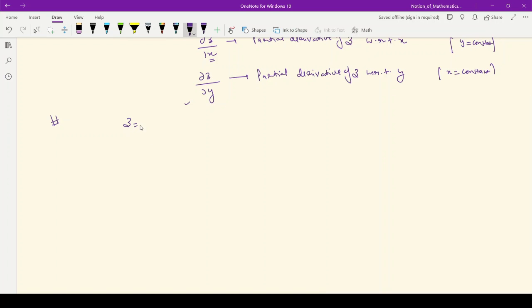Suppose z is equal to x square plus y square, and our aim here is to find partial z by partial x and partial z by partial y. So students, for partial z by partial x, with respect to x, y will be constant, so its answer will be 2x. And if I want to find partial z by partial y, with respect to y, x will be constant, so the answer will be 2y, just the differentiation of y square. So students, this is a way to deal with partial derivatives.